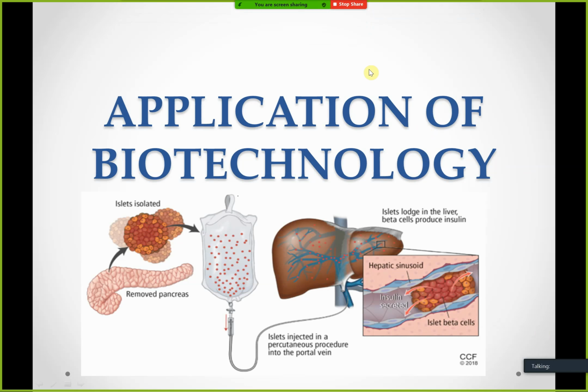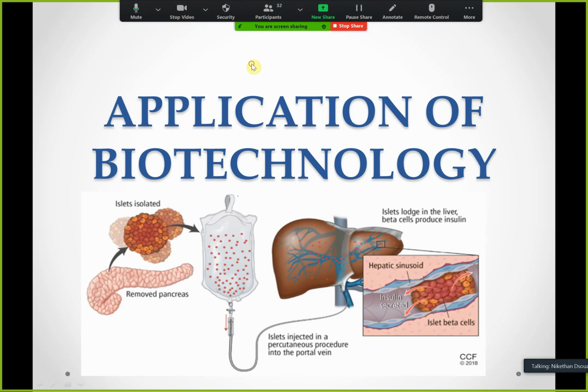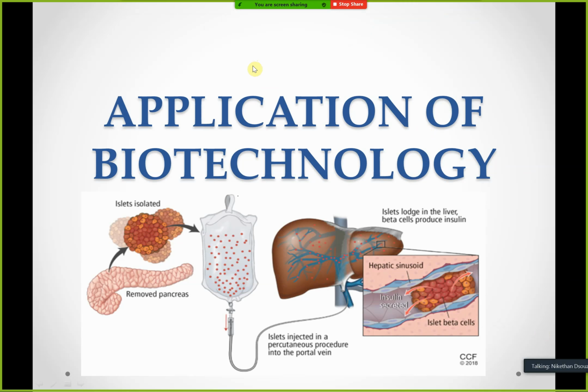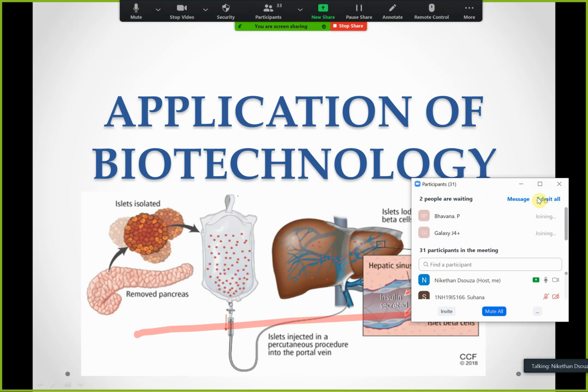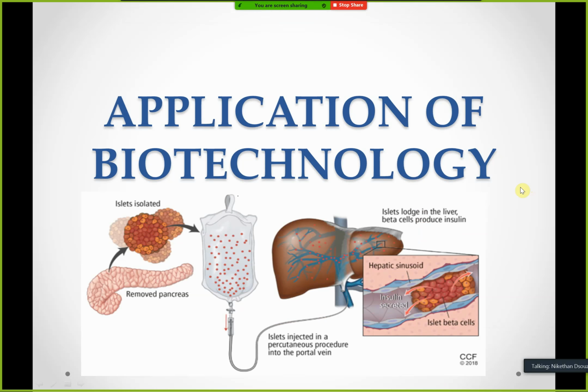how the genetic products are made using our tools. To study the application, we need some of the principles. Coming to the last chapters of principles of biotechnology.